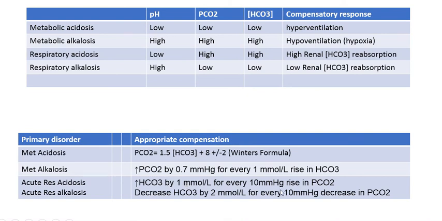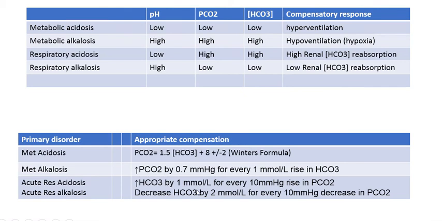Respiratory acidosis means you have increased partial pressure of carbon dioxide. So when your partial pressure of carbon dioxide goes up, what happens? The kidneys will retain 1 millimole per liter of bicarb for every 10 millimeter mercury rise in partial pressure of carbon dioxide.